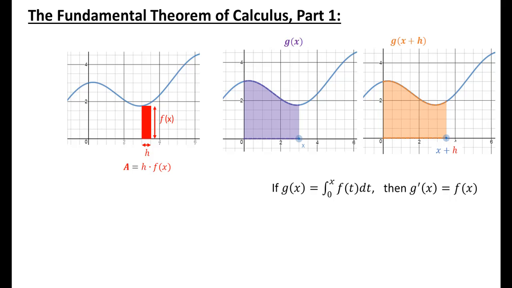Now, bear with me a little bit, and we're just going to combine these into one equation. So let's first take this area in the orange, or g of x plus h. And we're going to subtract from that the area in the purple, or g of x. And of course, when we did that, we found that it was approximately equal to the red area, which was h times f of x. So if you're with me so far, thanks for hanging on. Now that we got here, we can manipulate this equation a little bit and show you how this correlates to the fundamental theorem of calculus.